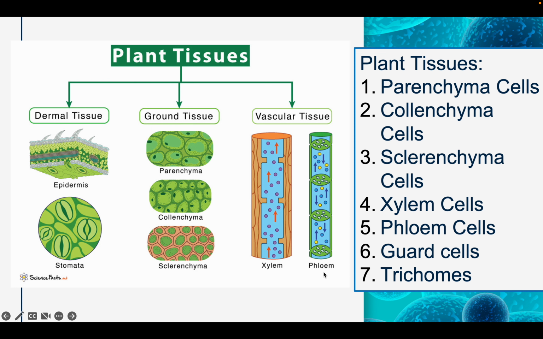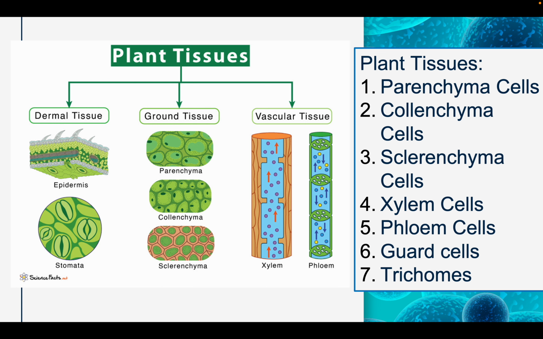While the phloem is also part of the vascular system, it transports sugars and other organic compounds from the leaves to the other parts of the plant, including the roots.